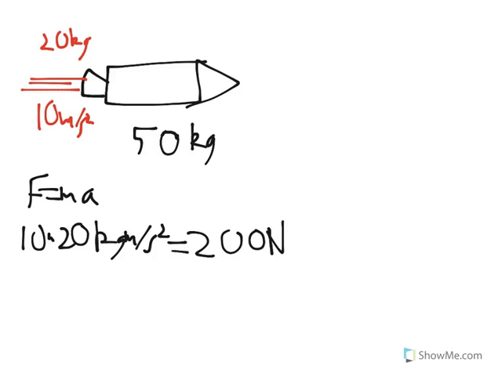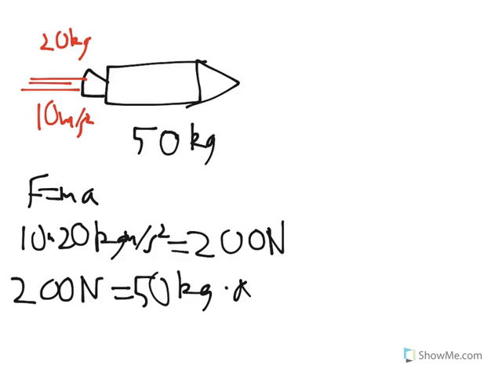So the rocket is exerting 200 newtons of force, and it weighs 50 kilograms. So now we can go back and once again do our F equals ma calculations. 200 newtons equals 50 kilograms times acceleration. Divide through, 200 divided by 50 equals 4. And newtons divided by kilograms is meters per second squared. So the acceleration is 4 meters per second squared. Now if we want this rocket to accelerate the same as it did last time, either it's going to need to eject more fuel, or it's going to need to accelerate the fuel more.